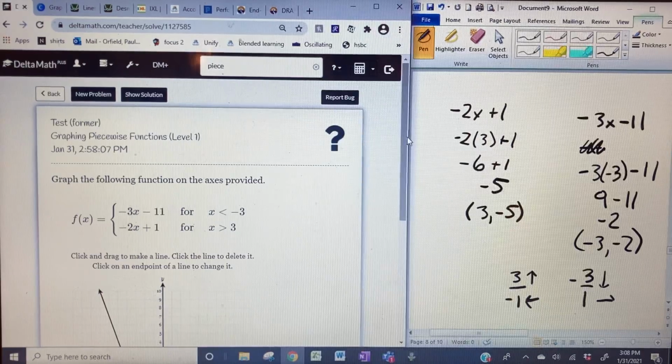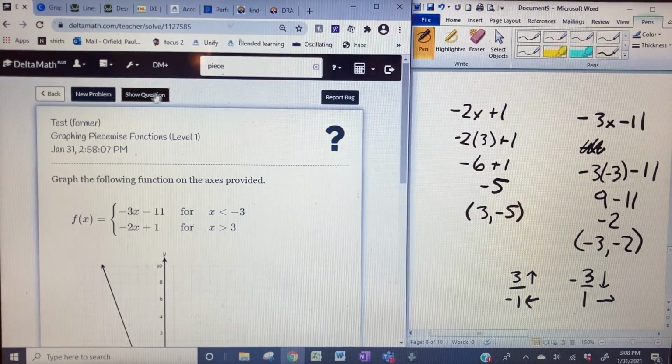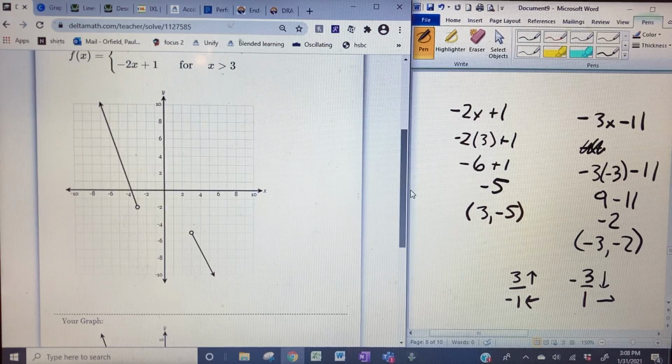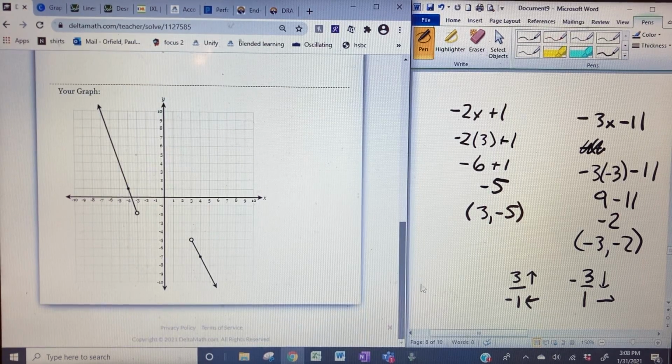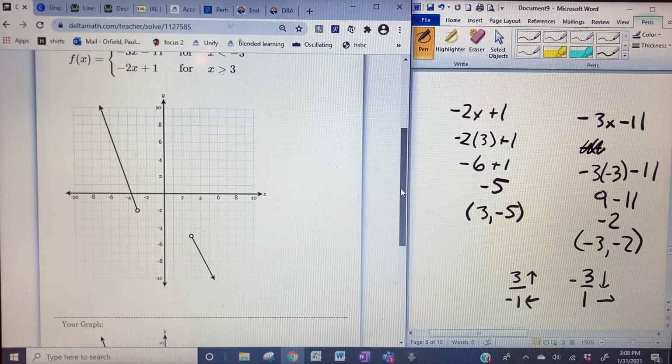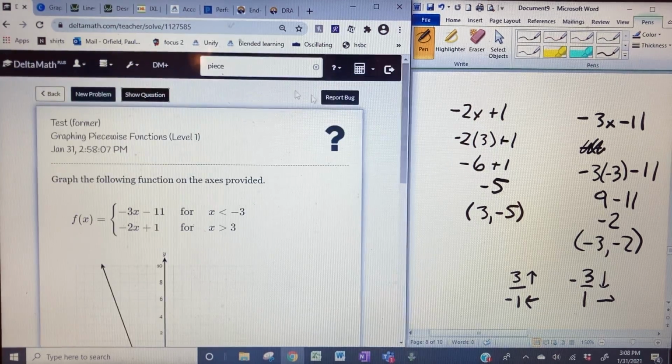And of course, an error occurred. But I'm quite certain that I'm right, and let's just see. So that's their graph, and there's my graph. They are identical. So I am correct.